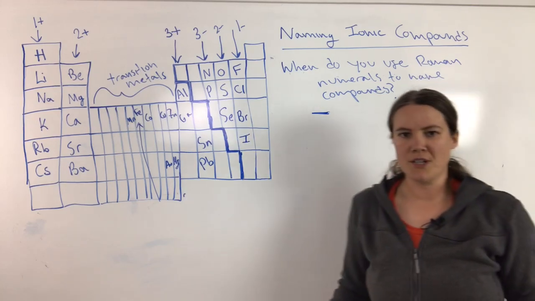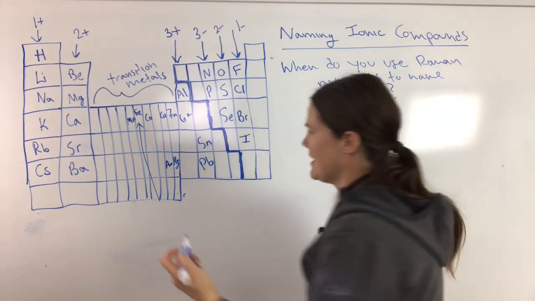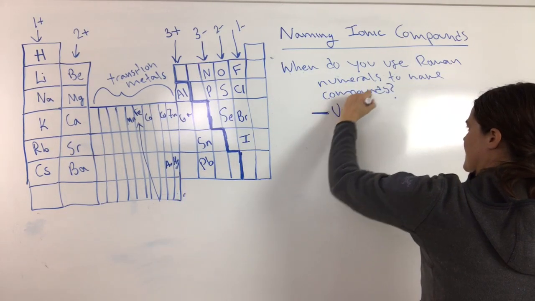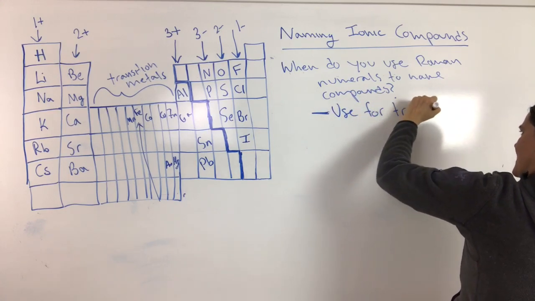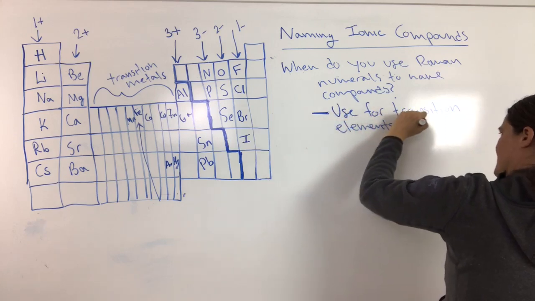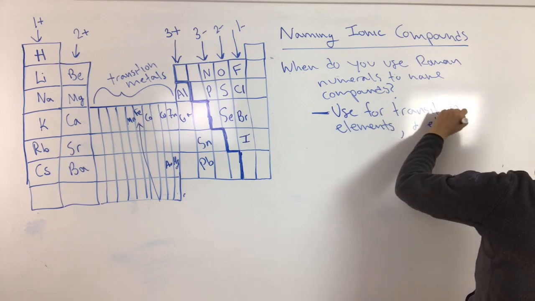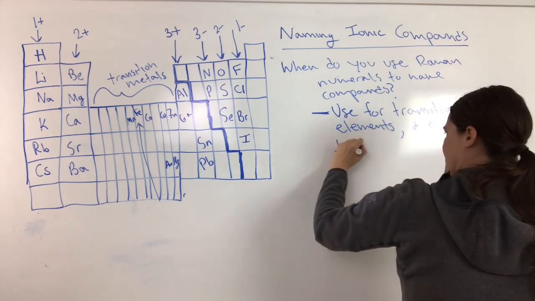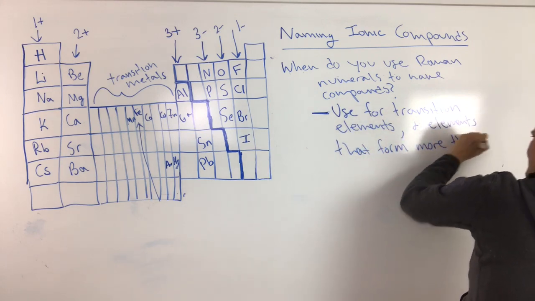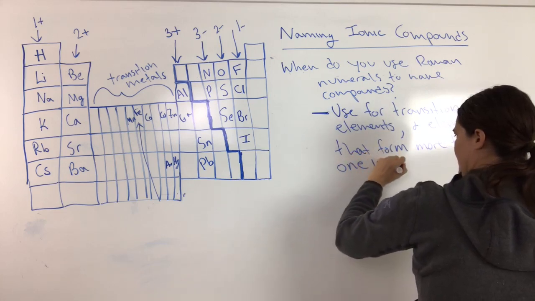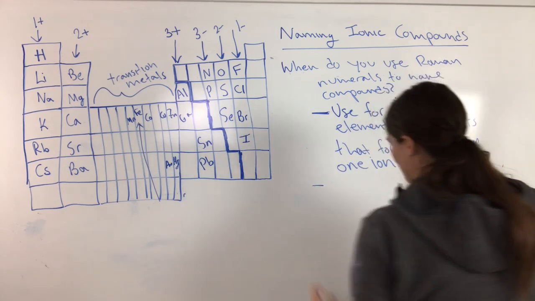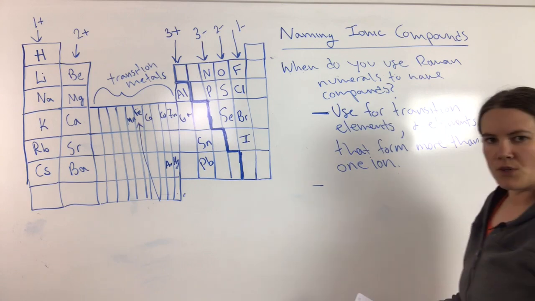So we use Roman numerals for transition elements and elements that form more than one ion. And so we don't use Roman numerals for elements that only form one ion.